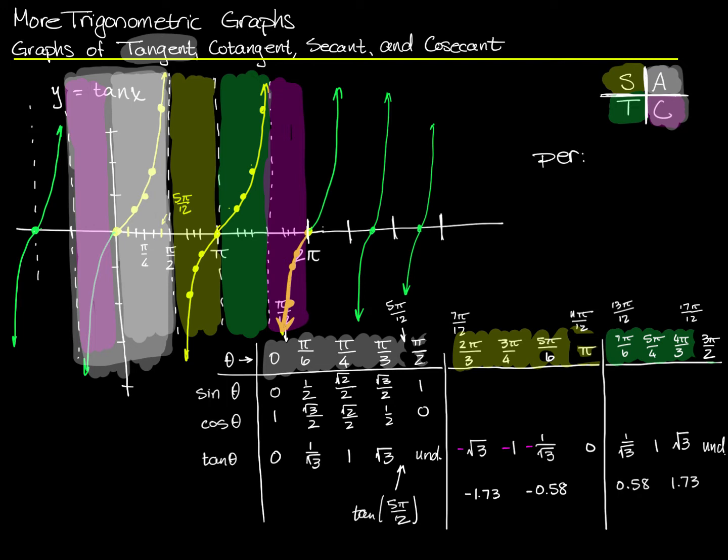We've talked about the periods before. Sine and cosine have periods of 2 pi. Tangent has a period of pi.